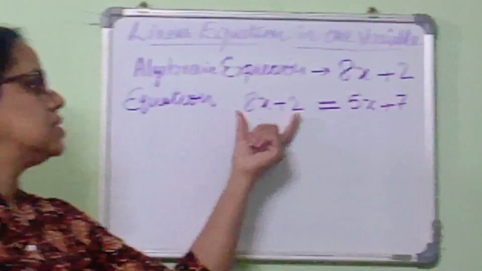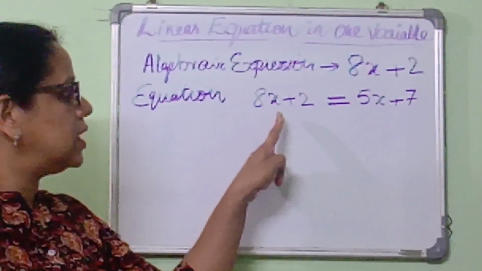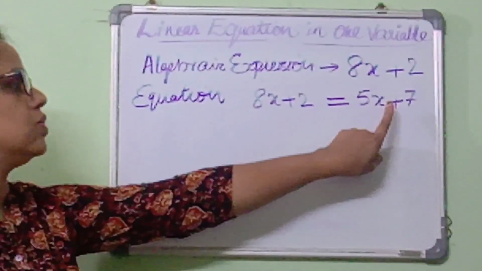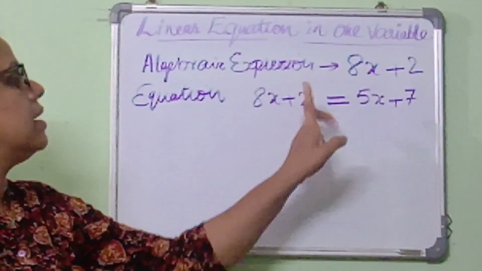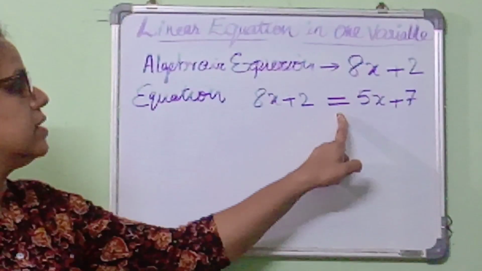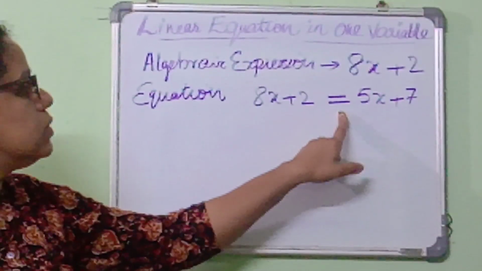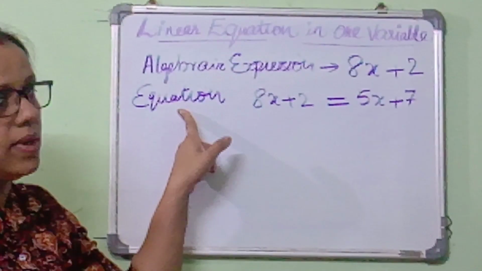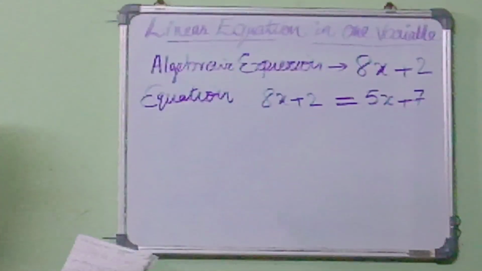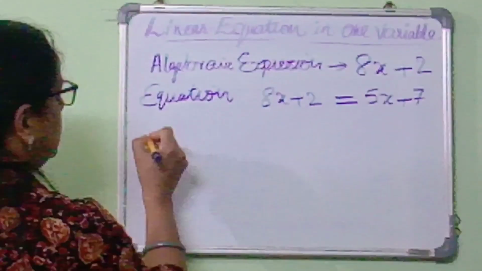You can see this is the left hand side, that is known as LHS, and this right hand side is known as RHS. Left hand side and right hand side connected with an equal to sign. So with an equal to sign, it is known as an equation. Okay. Now let us think about what a linear equation is.